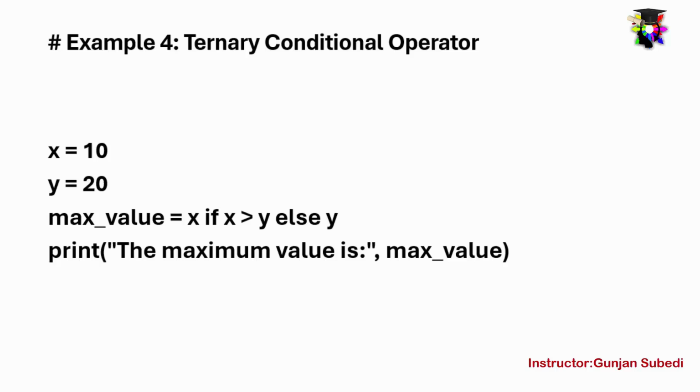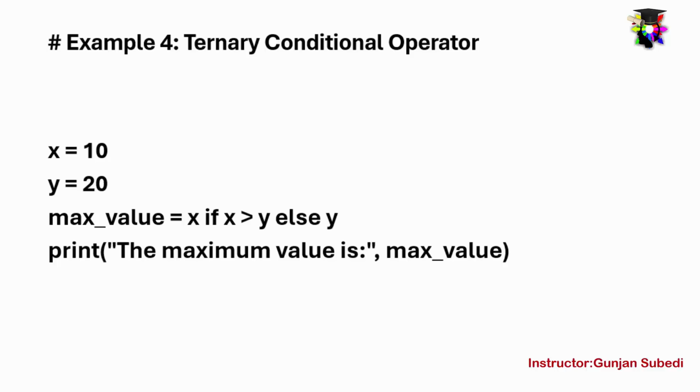So to summarize, the program compares the values of the variables x and y. If x is greater than y, then the maximum value is x. Otherwise, if y is greater than or equal to x, the maximum value is y. The program then prints out the maximum value.